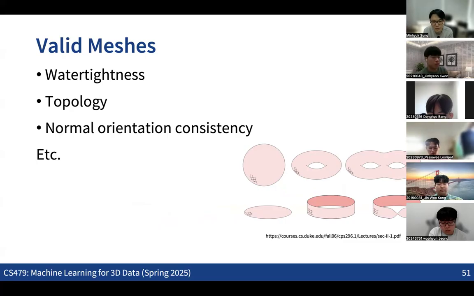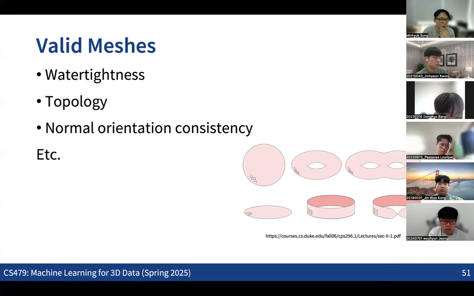So to define the volume, we also want to make some kind of watertight surface, so that we can really split this space into the inside and the outside. So making this kind of mesh might also be a very challenging problem. And we might also have some constraints in terms of the topology.